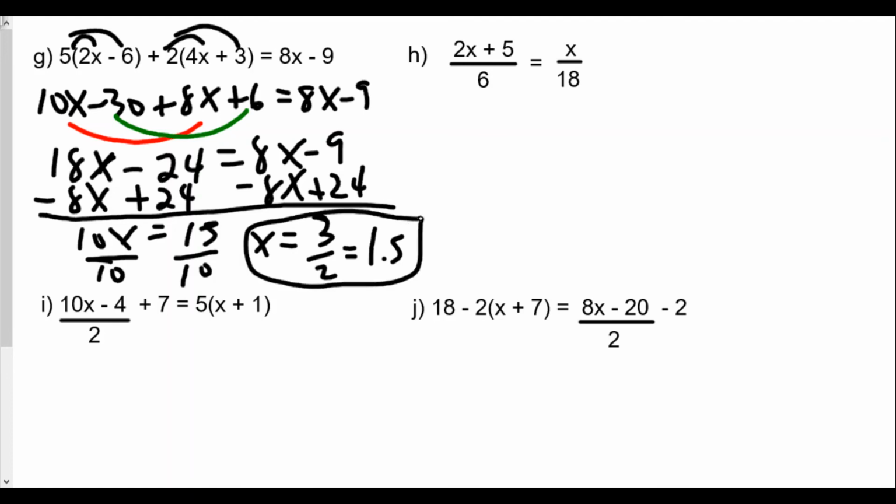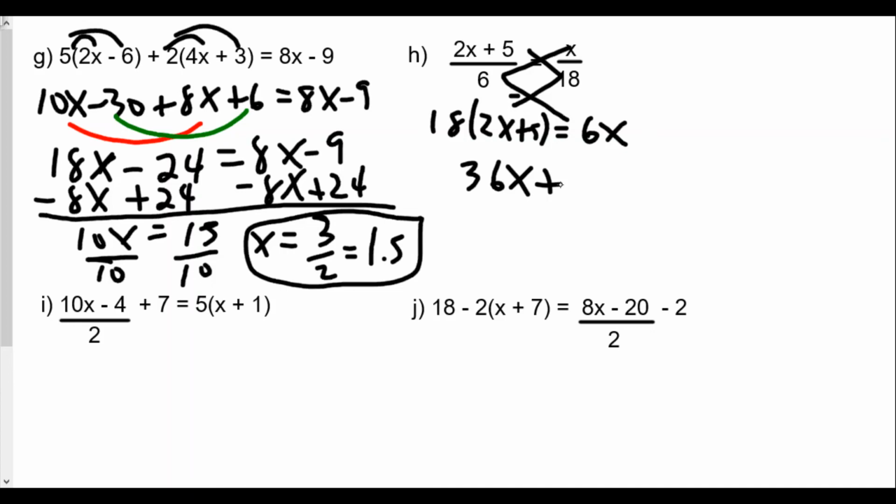Now h, we're going to actually cross multiply here. Or you could also, if you want to, multiply both top and bottom by 3 for the left side, to get the same denominator, but we'll cross multiply. So here we'll have x times 6 will give us 6x, and 2x times 5 times 18 is 18 times 2x plus 5, and they're equal to each other. And so we have in this case 36x plus, now 5 times 18 should be 90, equals 6x.